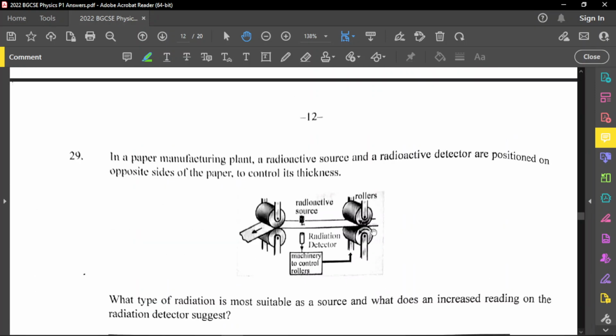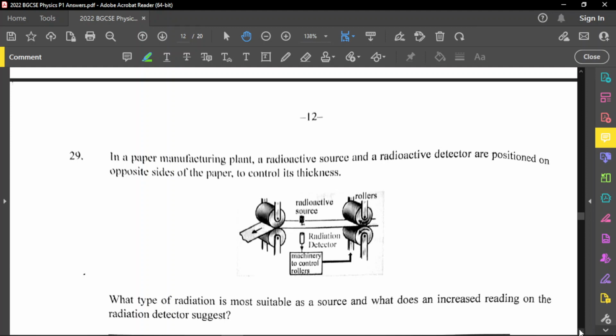Question number 29. It said in a paper manufacturing plant, a radioactive source and a radioactive detector are positioned on opposite sides of the paper to control its thickness. If you notice here, you have a radioactive source on top and the radioactive detector at the bottom.